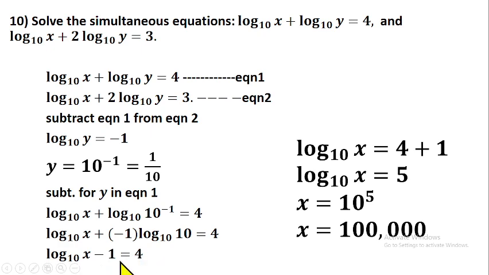You can collect like terms. So 1 will come here. So minus 1 will come here, become plus 1. So you have log x base 10 equals 4 plus 1. 4 plus 1 will give us a 5.